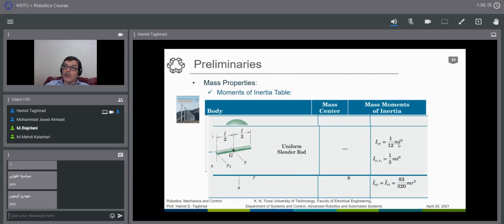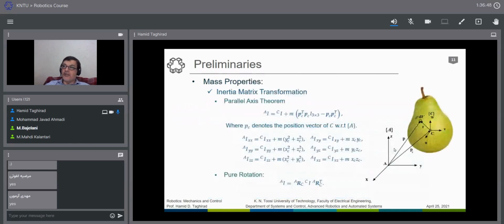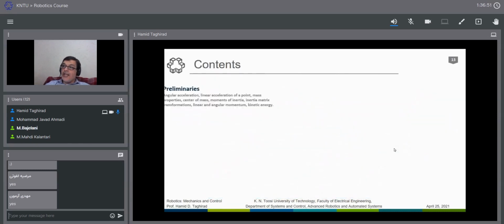1/12 mL² is in the x direction. X and y are equal to each other. And in the z direction it would be equal to 0 because there is no radius around that. And Iyy, if you consider it at the end of the bar, would be 1/3 mL². So if you just remember this one, we might use that in the future, but the rest should be considered in the future.